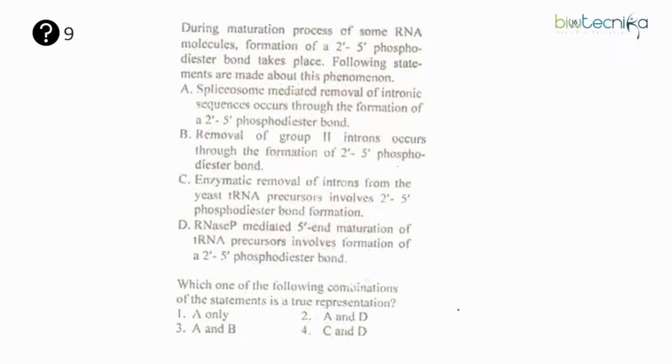So again, the statements they have given you here are: spliceosome mediated removal of intronic sequences occurs through the formation of 2' 5' phosphodiester bond. Removal of group 2 introns occurs through the formation of 2' 5' phosphodiester bond. Enzymatic removal of introns from the yeast tRNA precursors involves 2' 5' phosphodiester bond. RNase P mediated 5' end maturation of tRNA precursors involves formation of 2' 5' phosphodiester bond.